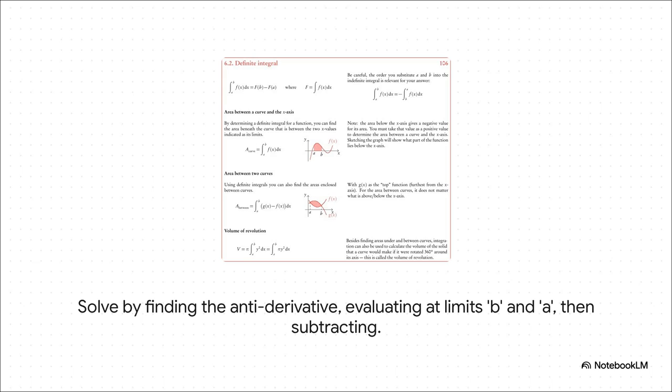And the process is actually pretty straightforward. First, you find the antiderivative, just like before. We'll call it capital F of x. But this time, you evaluate it at the top limit, b, and then you evaluate it at the bottom limit, a. The very last step, you just subtract F(b) minus F(a), and that simple calculation gives you the single numerical value you're looking for.